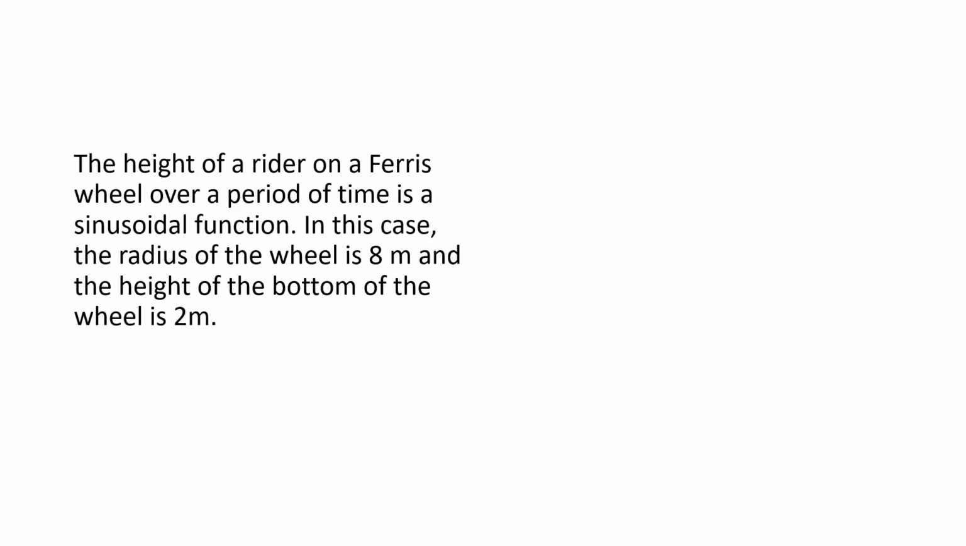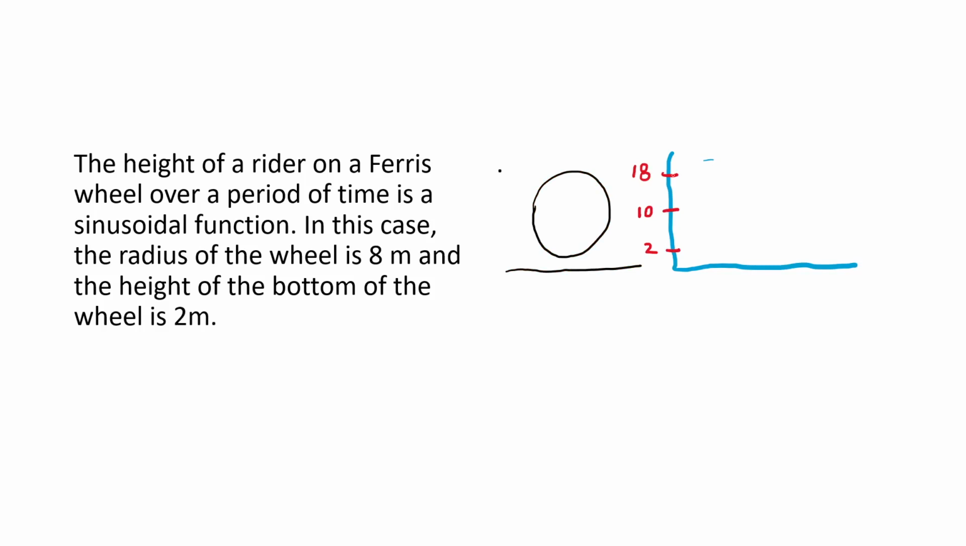Okay, so the height of a rider on a Ferris wheel over a period of time is sinusoidal. So what we're going to do is draw a Ferris wheel that has a radius of 8 and a bottom that's 2 meters above the ground. So here's a height of 2 meters. Since the radius is 8, we know that the diameter will be 16, so the top of the wheel will be 18 meters above the ground. Now that means the middle of the wheel is going to be 8 meters above the bottom and 8 meters below the top. So the middle of the wheel is going to be 10 meters above the ground.